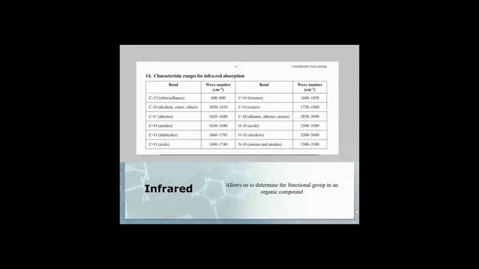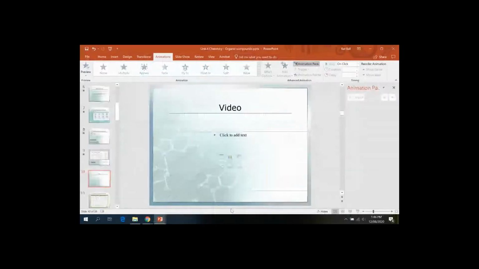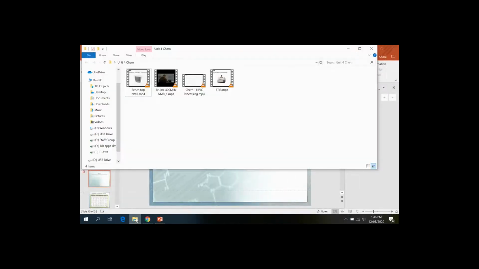Now we're going to move to our infrared. With infrared, it basically gives us a bit of an overview or a snapshot of what functional groups are in our compound. At the top here, this is straight out of your data booklet that you get from your VCAA exam. So I'm just going to jump into our video. So bear with me.